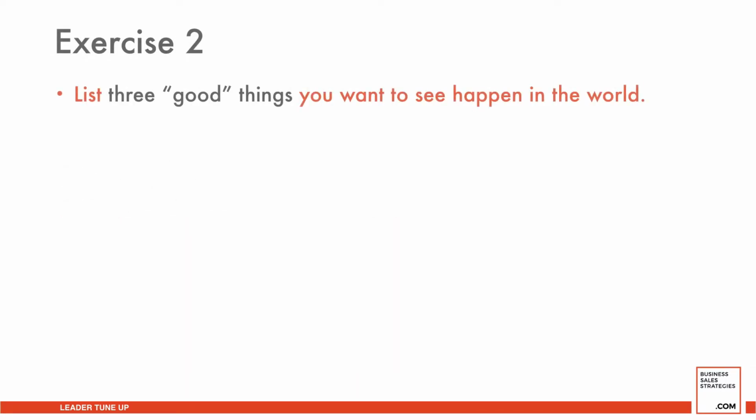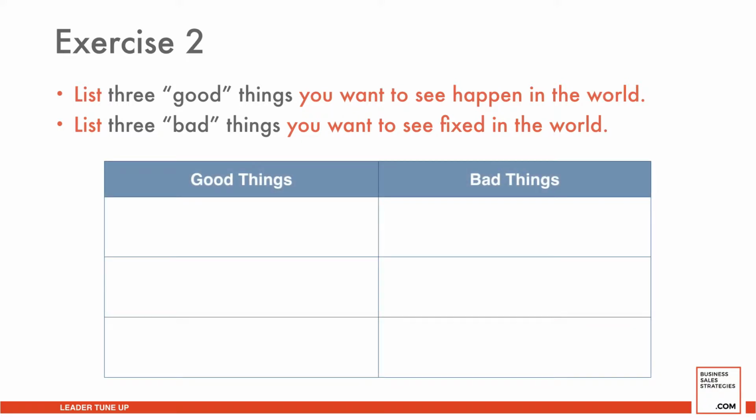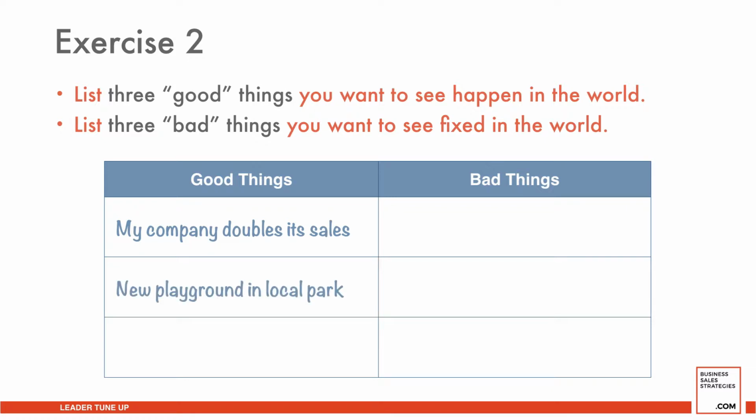In exercise 2, we're going to start by listing 3 good things you want to see happen in the world and 3 bad things you want to see fixed in the world. Here are some examples of good things and bad things. Perhaps you'd like your company to double its sales, or create a new playground in a local park.